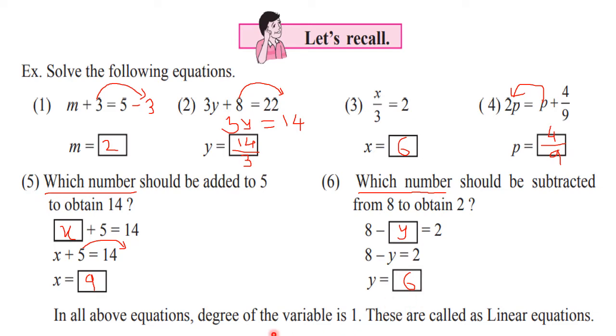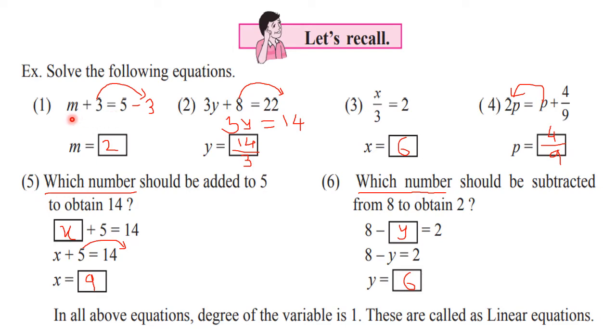Now, what we can observe here is that all the equations, equation number 1, 2, 3, 4, 5 and 6, everywhere they are equations. Equations have two sides, left hand side and right hand side. In between we have the equal to sign. So they are called equations.